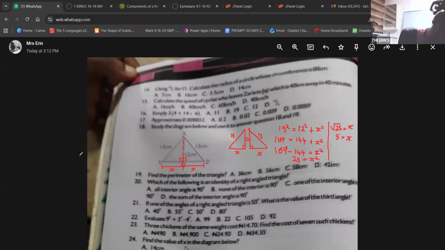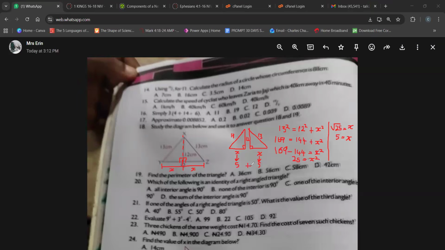Did you notice that? Now, remember that these two right angle triangles are identical. So that means if this x is 5, and this other x is also 5, then 5 plus 5 is what?